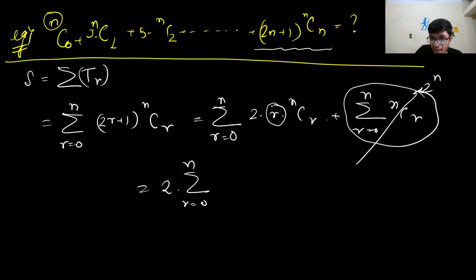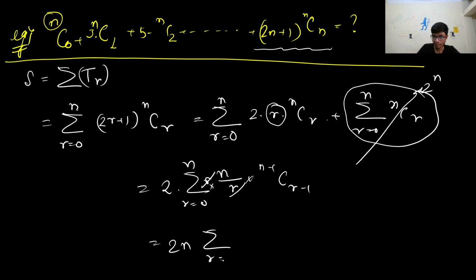Now, in order to cancel this r, because r is a variable term, I can use property number 4, that is nCr is equal to n by r into (n minus 1)C(r minus 1). If I use this, multiplying and dividing by n by r, it will become (n minus 1)C(r minus 1). And there is another r over here, and this r will get cancelled, and this will become 2n times the summation.